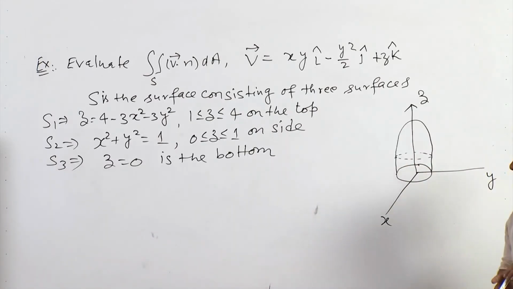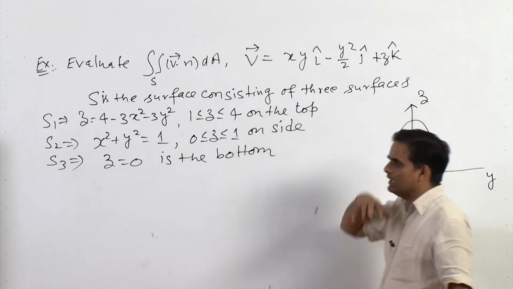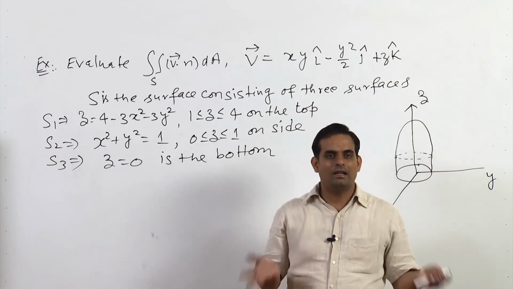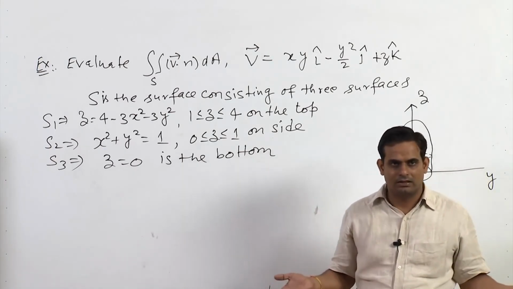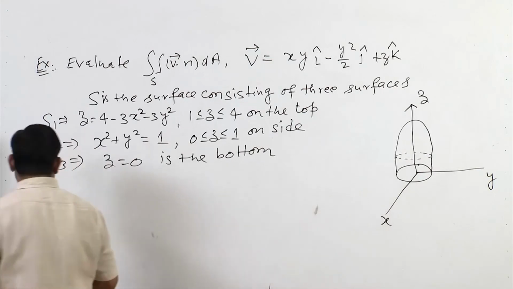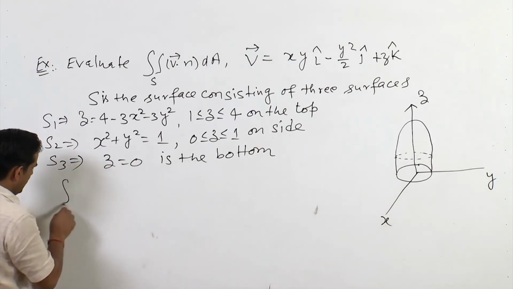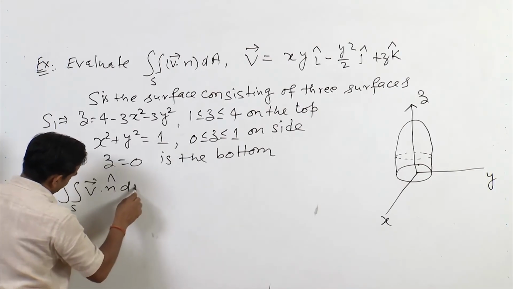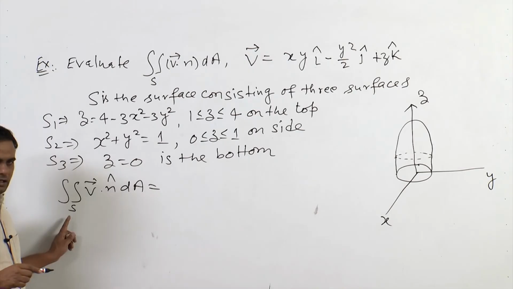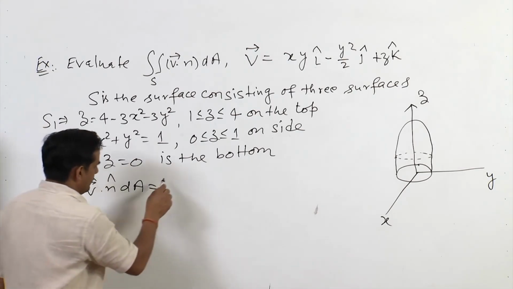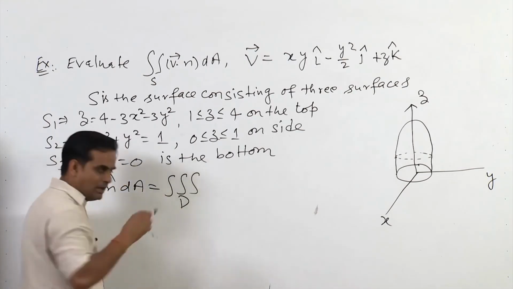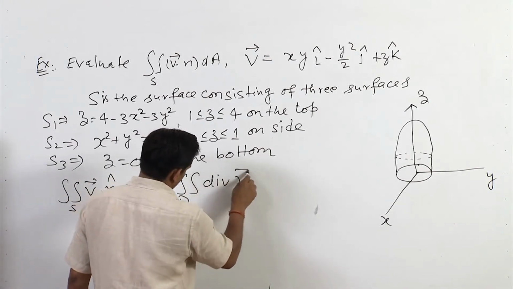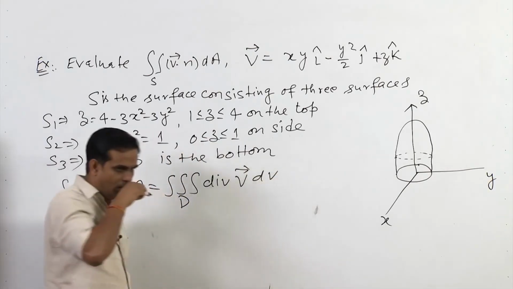But what is the easy way? Instead of doing this, since it is a closed surface, I can apply the divergence theorem here. So, let us try to apply the divergence theorem. So, here by the divergence theorem, the surface integral of V over the surface S will be the triple integral over the region D, divergence V dV.